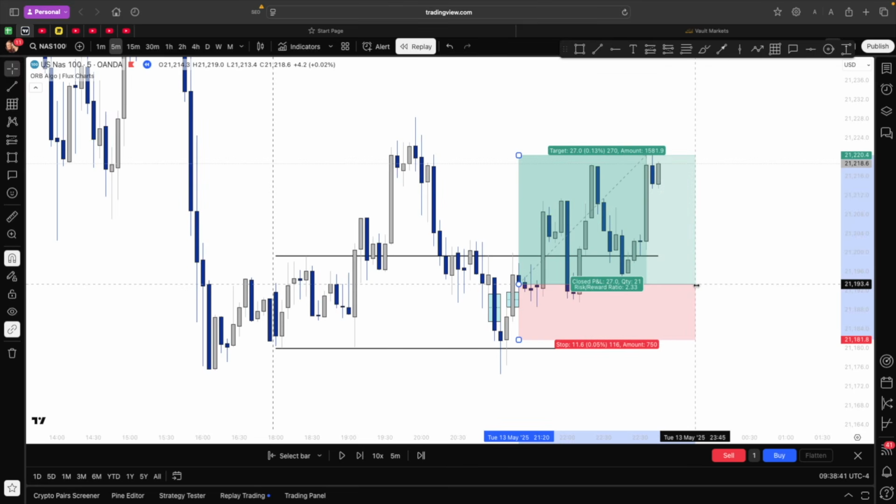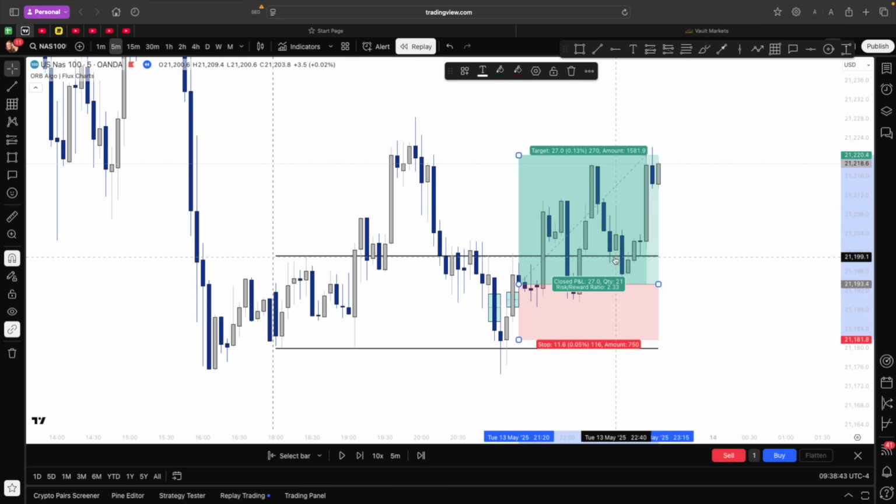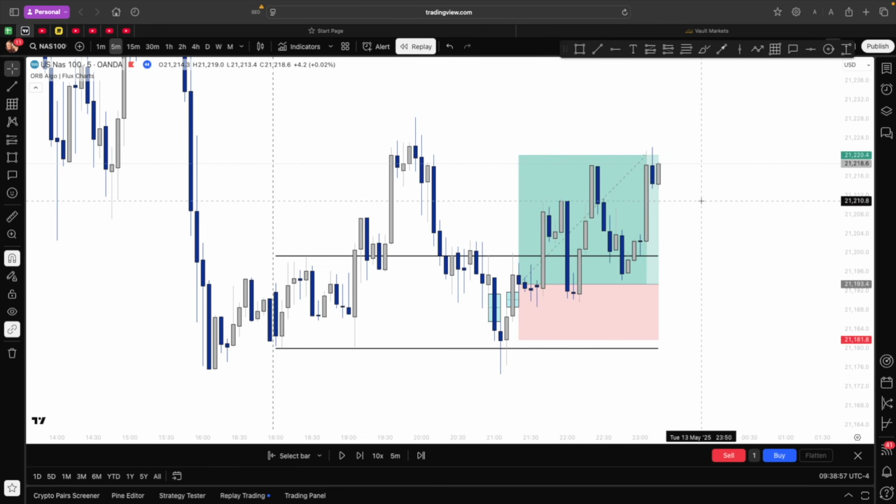There you go. Perfect 2.3 risk to reward trade. It's already at a 1 to 1, so you already got them taken out at break even. If you're not a break even trader, that was a perfect 1 to 2.3 risk to reward trade. So let's look at one more example.